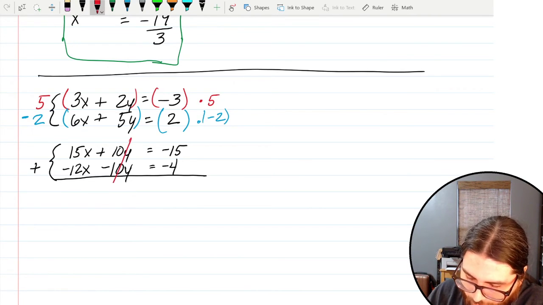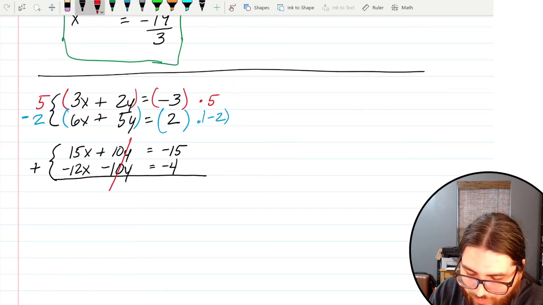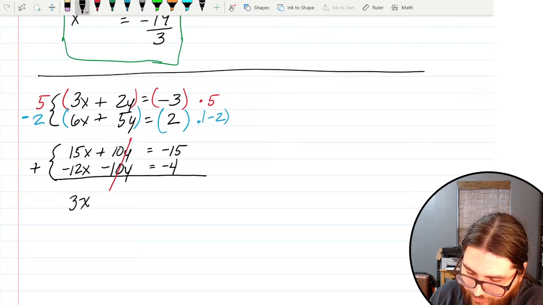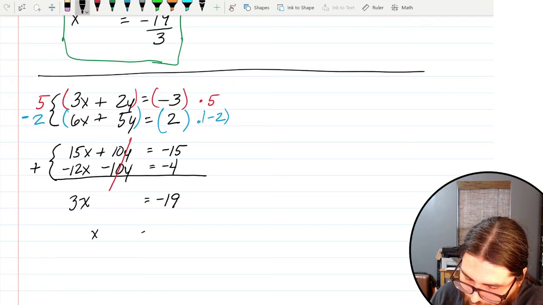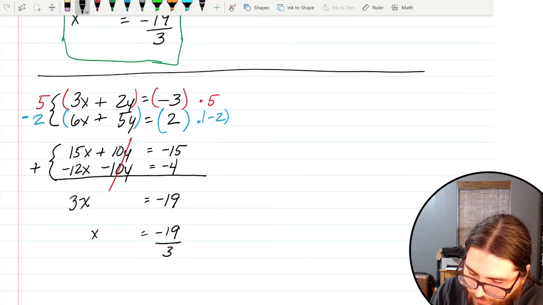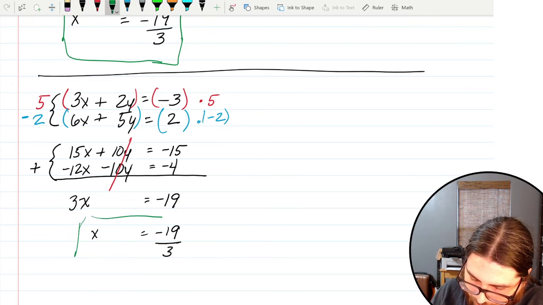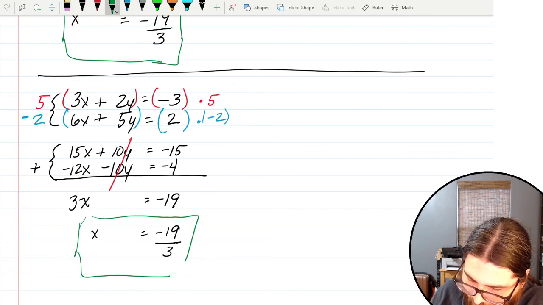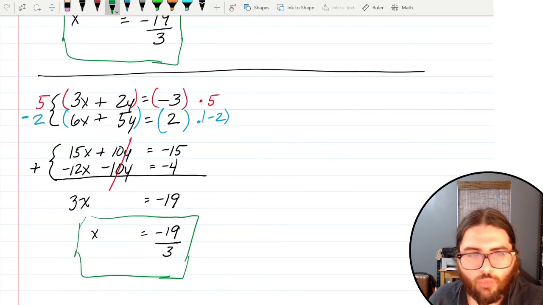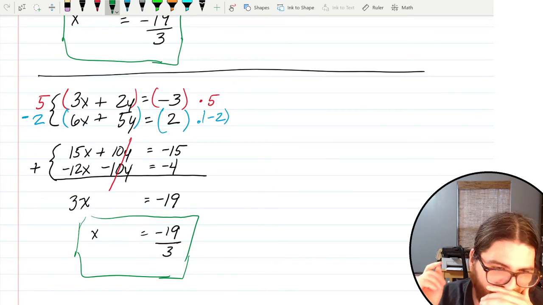When they add up, they cancel out, at least the y's do, and leave behind 3x equals -19, or x equals -19 divided by 3. That's the partial solution. And I know what you're thinking, Professor, you told me I have to plug in that partial solution somewhere else in the equation, right? Right?